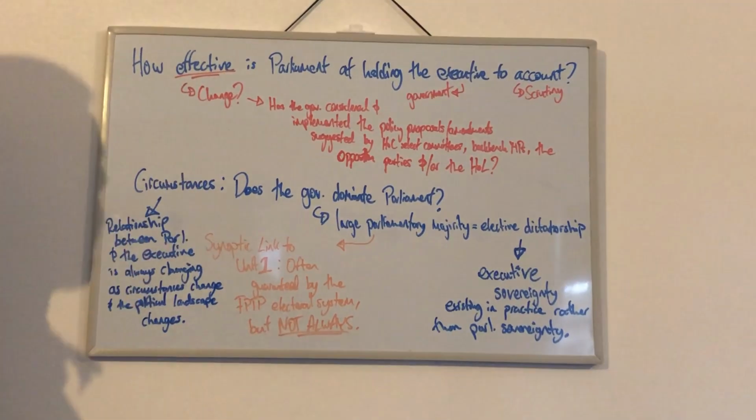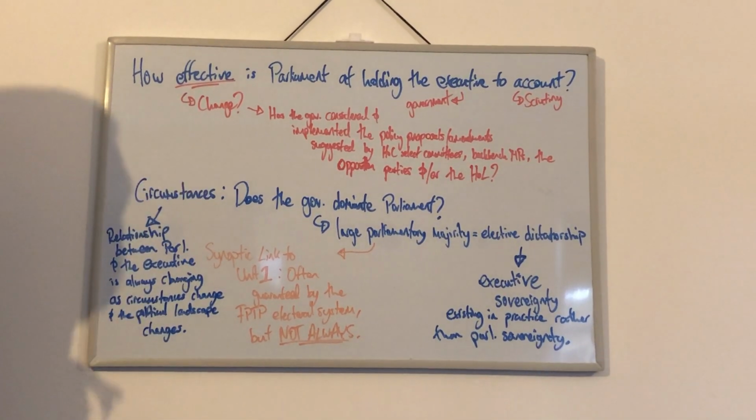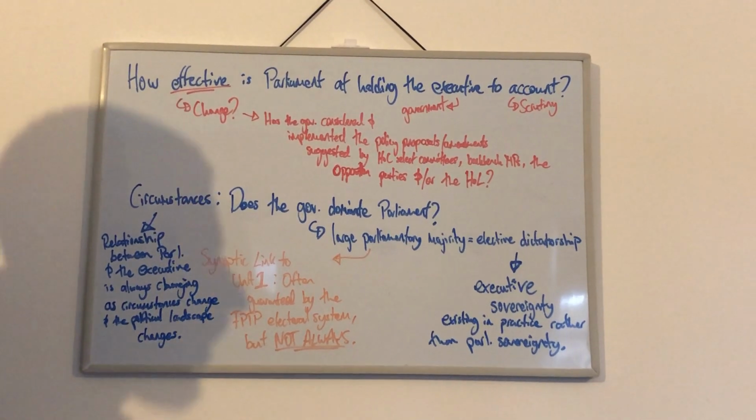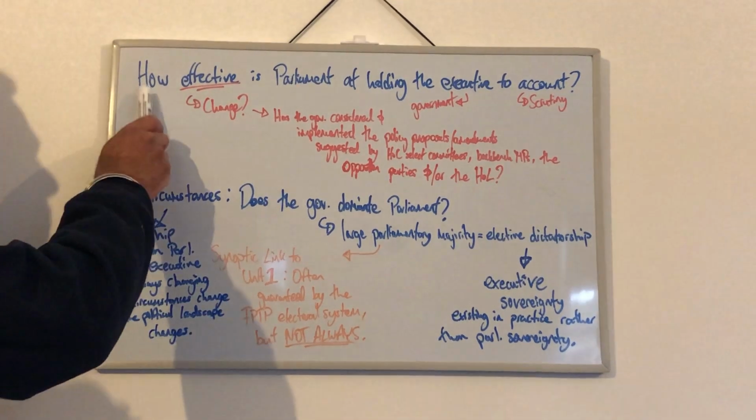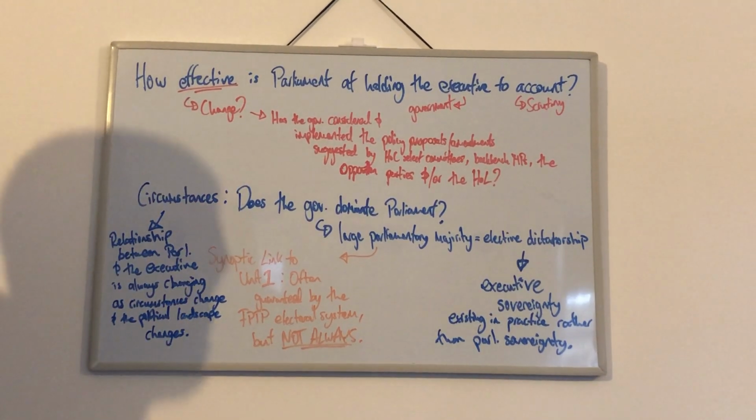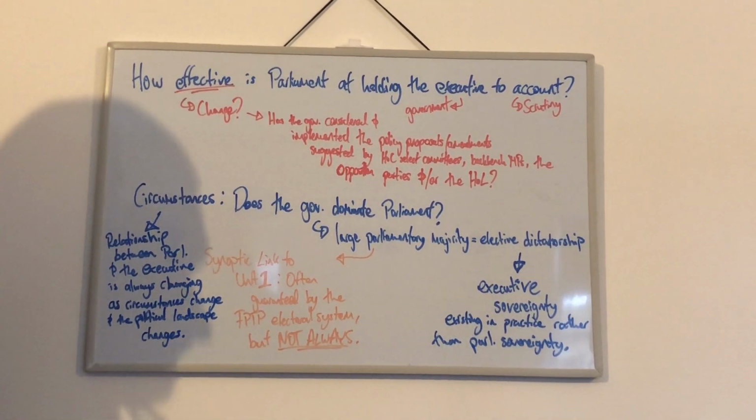Morning, Year 12s. We're still on chapter 4 of UK government, so we're studying the relationship now between Parliament and the executive, okay? And what we're concerned with here is this question, primarily: how effective is Parliament at holding the executive to account?